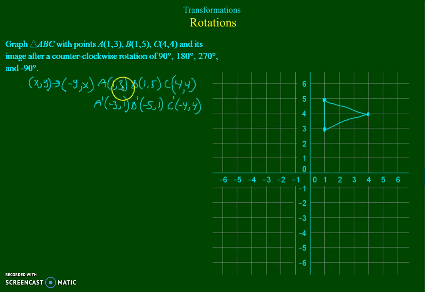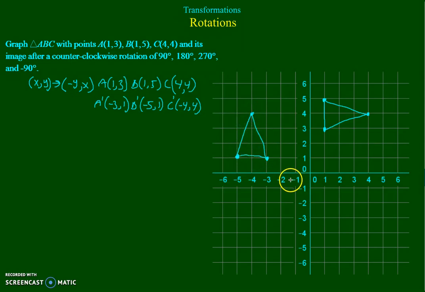Notice we're taking the y coordinate, it becomes the x, and it goes negative. So this is negative y, x. So our new points are negative 3, 1, negative 5, 1, and negative 4, 4. And this is a 90-degree rotation.